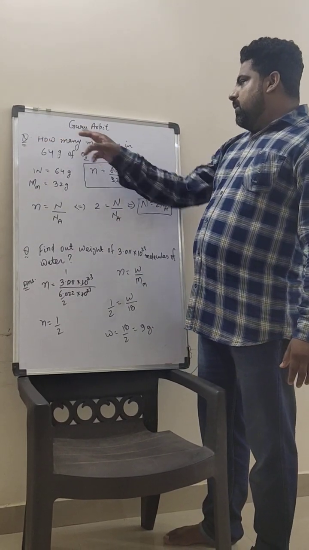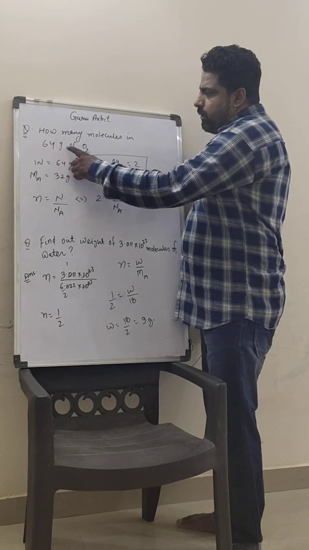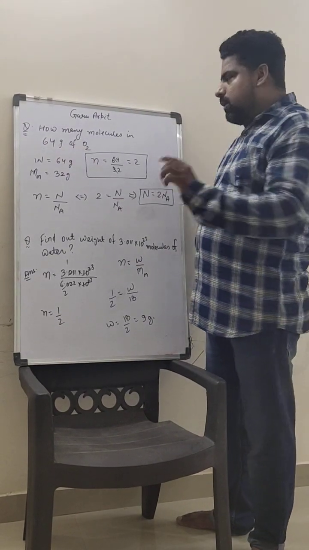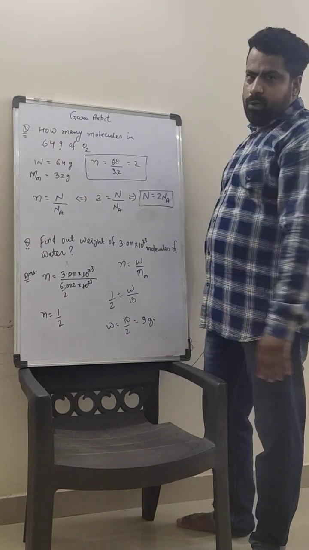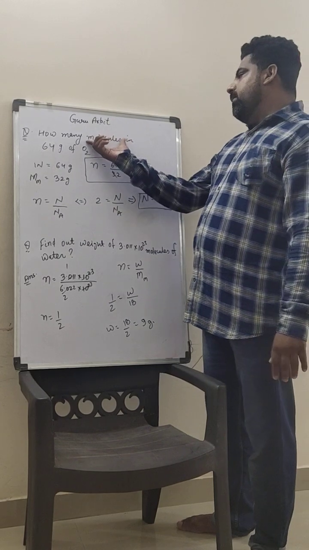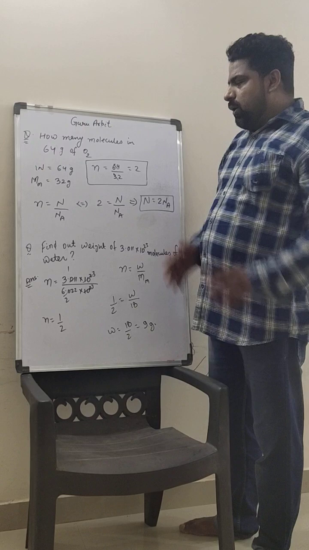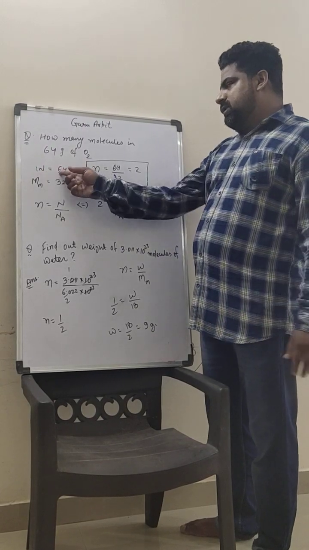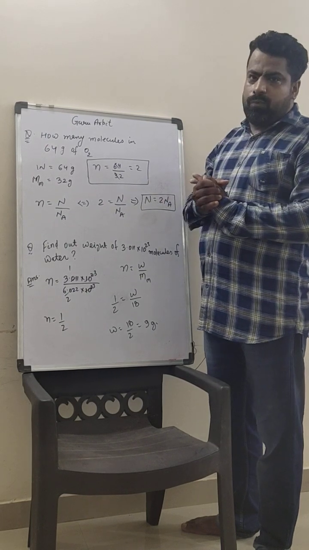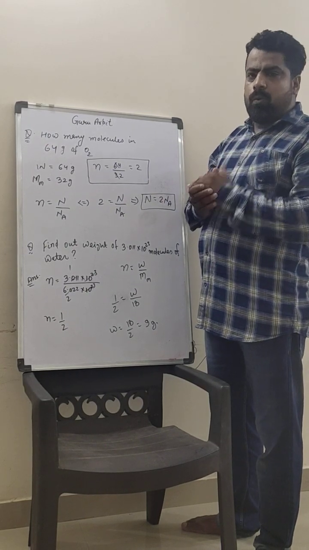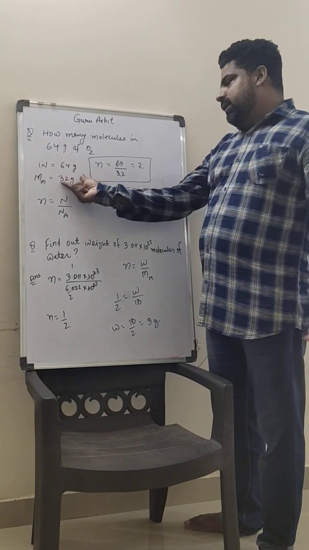You need to find the number of molecules, and you have 64 gram of oxygen molecule. The oxygen molecule weighs 64 gram, and you need to find the number of molecules present in this given oxygen. So what do we have? We have the given mass, which is 64 gram. The molar mass, you know, the oxygen molecule is made up of two oxygen atoms. One oxygen atom is 16 and the other one is 16, and after adding it is 32.